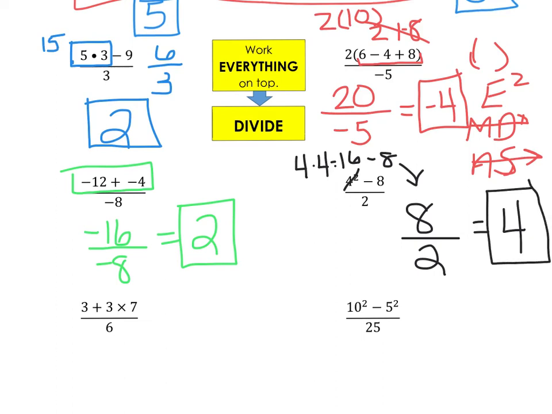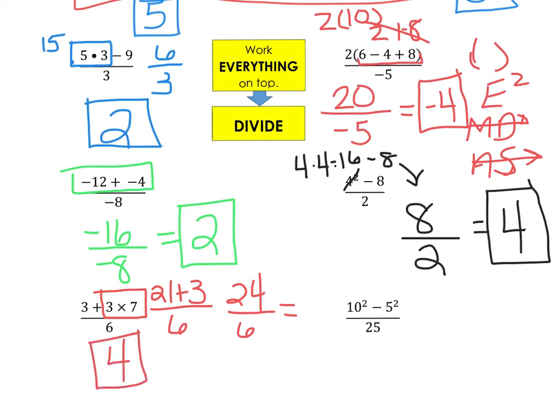All right, let's look at the next one here. Remember, we're going to take care of everything up top first, still following that order of operations. So we're going to take care of 3 times 7, which is going to be 21. And then 21 plus 3 is going to be 24. And then we're going to put that 24 over 6. So 24 divided by 6 is going to be 4.